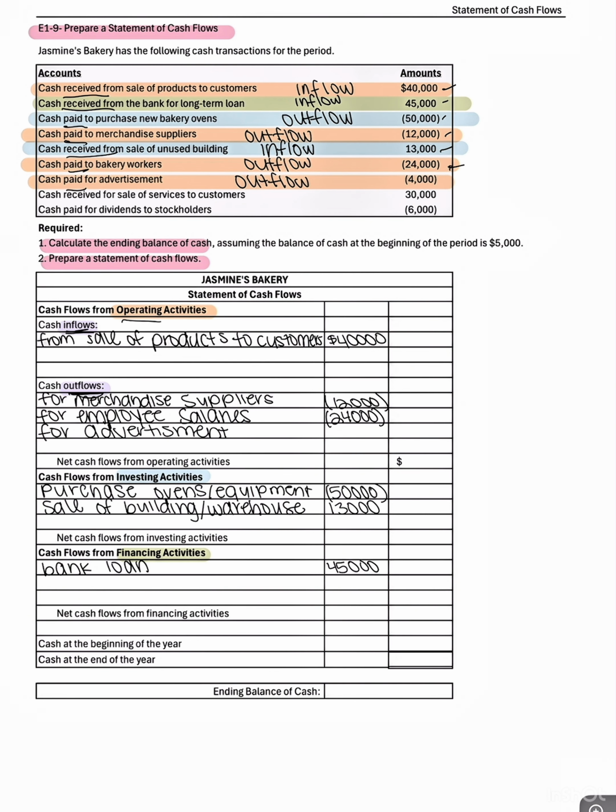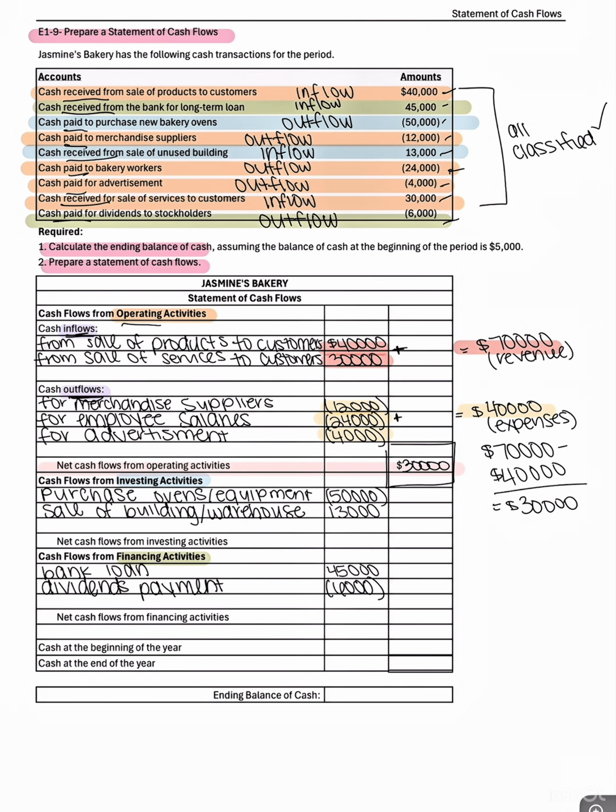And so what we're going to do next, I also want to point out this is going to be our revenues, and this is our expenses. To do that, we'll take the 70,000 and subtract 40,000. It's going to give us 30,000. So we'll go ahead and write 30,000 here. And this is going to be our net cash flow from operating activities, which we are not quite done with this number yet, so keep that in mind.